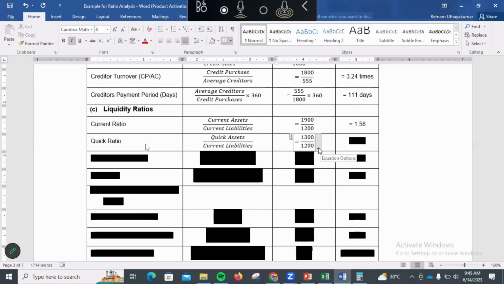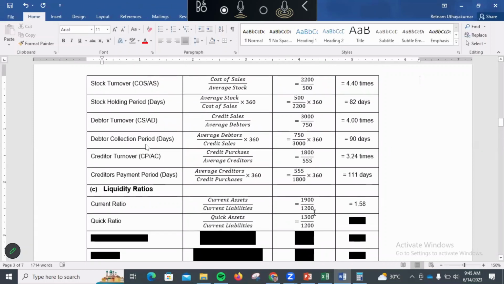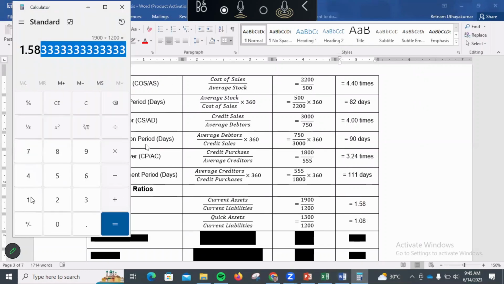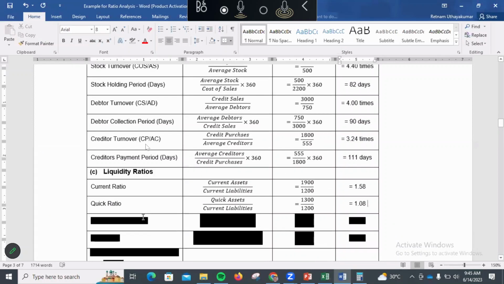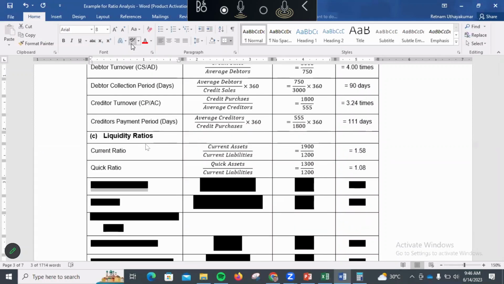1300 quick assets, 1200 current liabilities. So your result should be 1.08. So you check with the calculator values, 1200. Here also you want to deduct all these values. Don't consider them. So 1.08 becomes the quick asset ratio. Then what else can you apply?